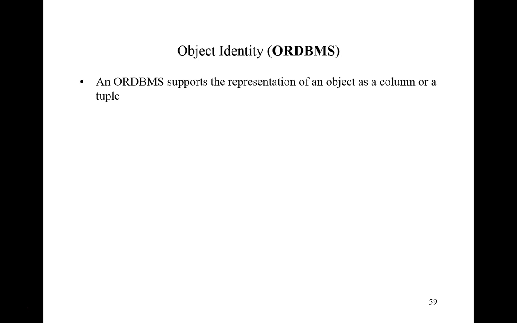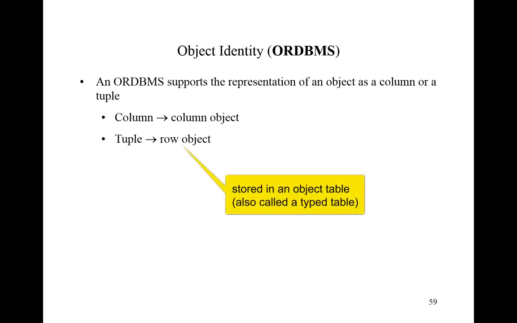An ORDBMS supports the representation of an object either as a column or an attribute, or a tuple or a row. Stored within a column, we refer to this as a column object. Stored within an entire row, we refer to this as a row object. Row objects are stored within what are called object tables or typed tables. Column objects are stored within relational tables.